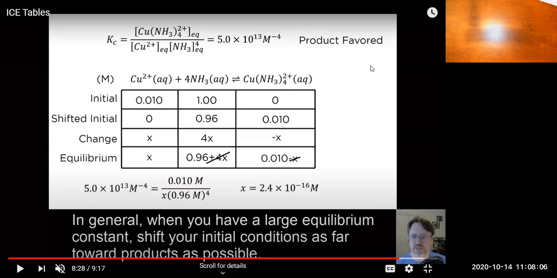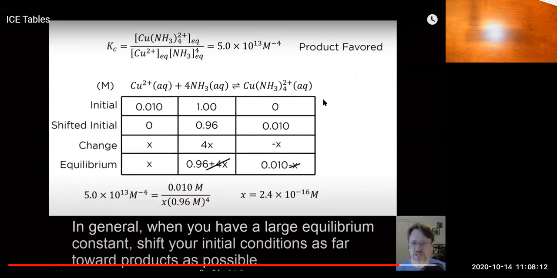All right. We have some questions from the chat. Will you always be given the initial values? I think so. If you're not given an initial value, then you'd have to put a variable up there.